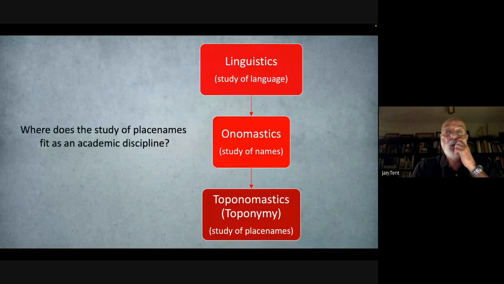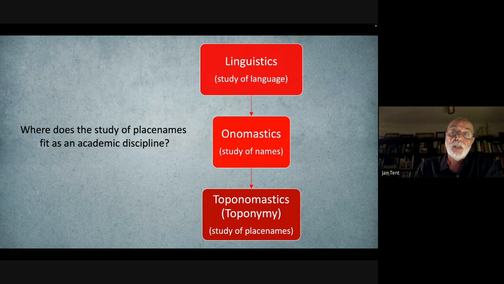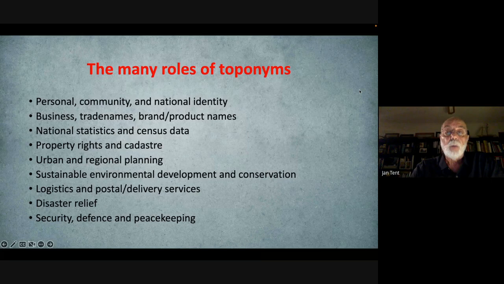So where does toponomastics or toponymy, if you like, the study of place names, fit in to the academic discipline? Well, it's a side discipline of onomastics, which is the study of names, which is a side discipline of linguistics, or the study of language. So having established that, we can now look at how toponyms play a role in society. So firstly, I have a list here, and I'll discuss some of these in my presentation. Not all of them, of course.